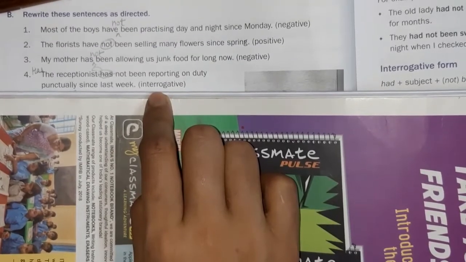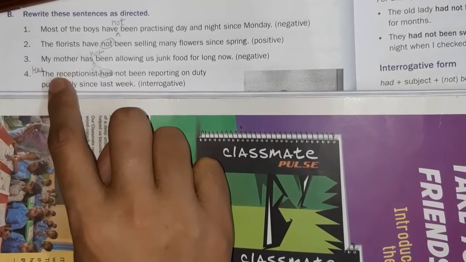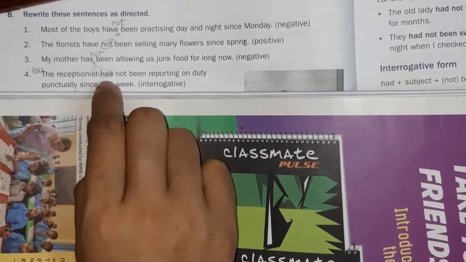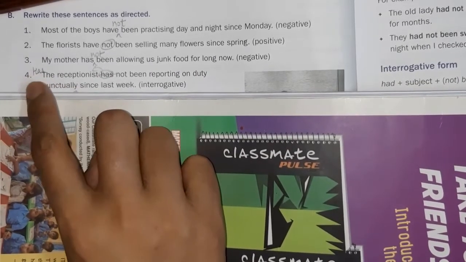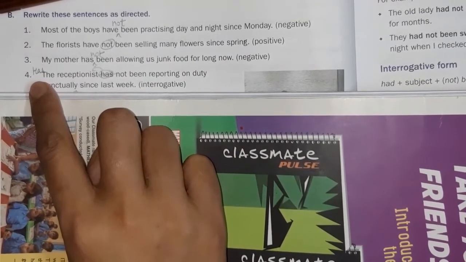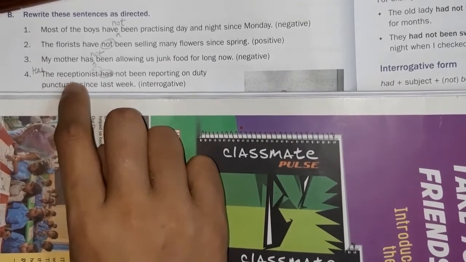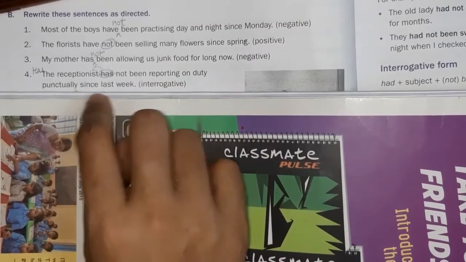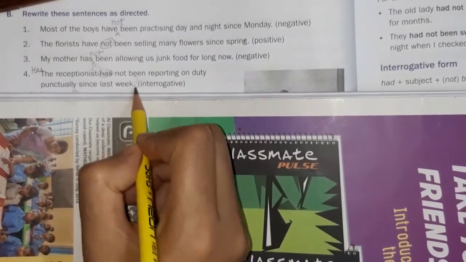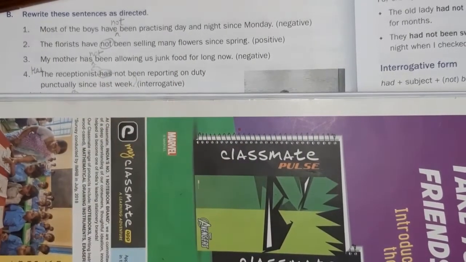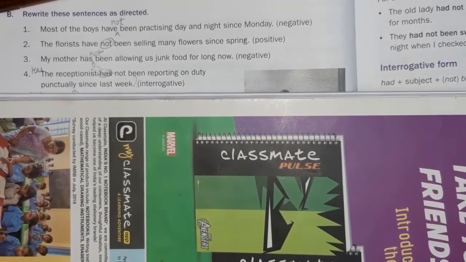Change into interrogative. Interrogative means, as I already told, change the places of the subject and the auxiliary verb. Here the subject is the receptionist and the auxiliary verb is has. So has will come forward and the receptionist will go back. As it goes back, the capital T will change to a small letter. So, has the receptionist not been reporting on duty punctually since last week? Then put the question mark, and the full stop will get removed. In this way you have to solve the rest. All of you please try to solve on your own first.